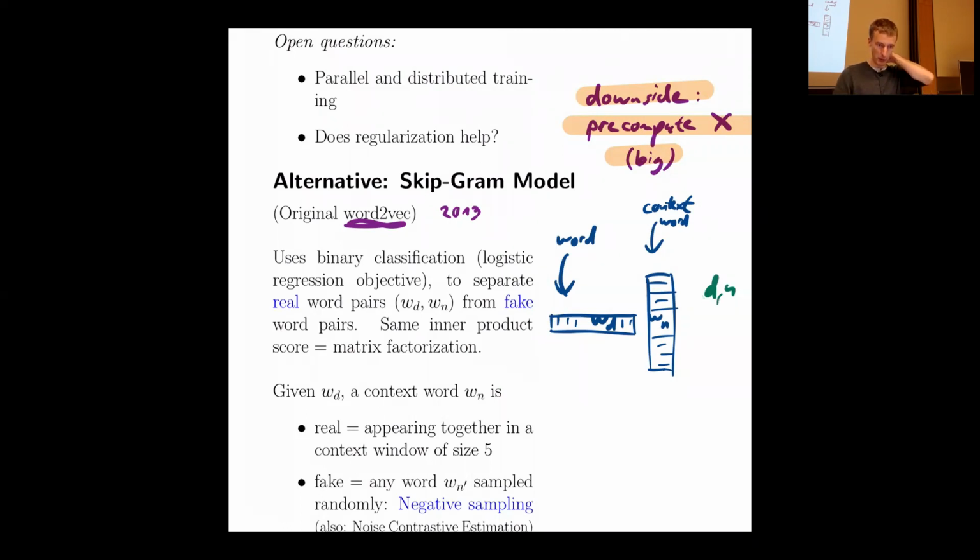What do you want to predict? So the product of these two vectors is a number. So what should this number be? Before, our goal was for it to be the total count of these words together. But now we do something a bit simpler. We just ask to classify yes or no. We just classify that yes, these two words are from a real co-occurrence. So I stream through my text and I see that, yes, word D and word N really are next to each other. So they appear together. So I have a binary classifier, and the classifier should answer yes.